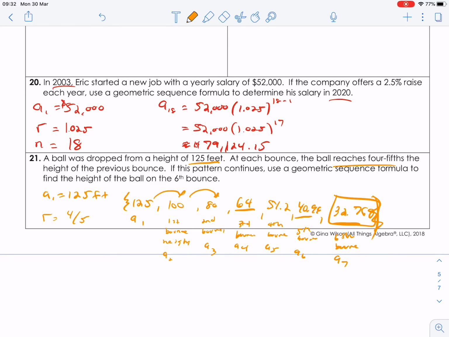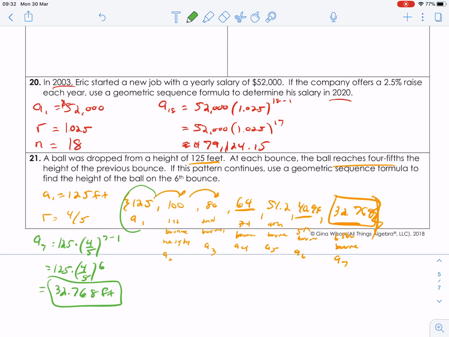So if we put this into an equation, our A of 7 would be where we're going to, which would be our initial times 4/5 to the 7 minus 1. 4/5, 6 bounces, which is going to be 32.768 feet. So I believe that's the case.